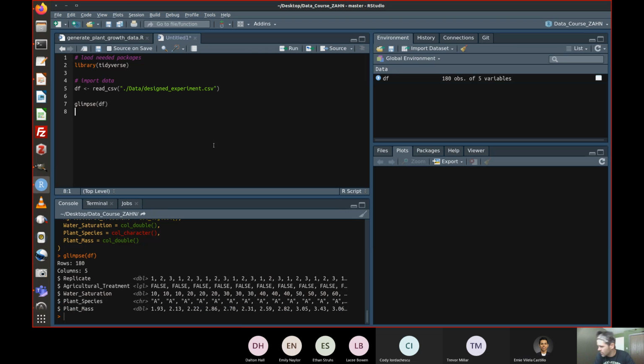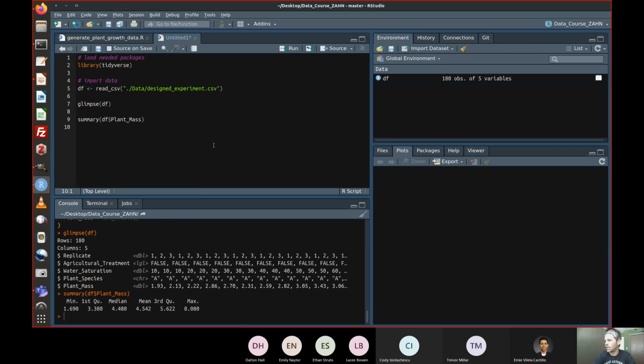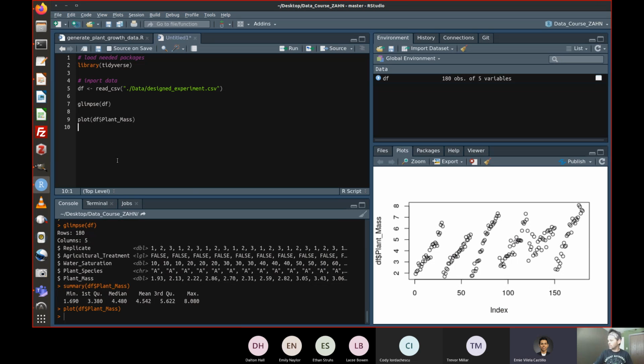So let's look at this. It looks nice and tidy. Okay, we can do some summary stats. So we can do summary df plant mass. All right, that gives us our minimum, first quartile, median, mean, third quartile, max. Interesting. I could change that to plot just to kind of get an overview. And okay, so there's our plant mass over index. What does index mean in this case? The number of the observation. Yeah, it's actually just the order, the rows. And so you can see that it's going up, then it starts over. It goes up.